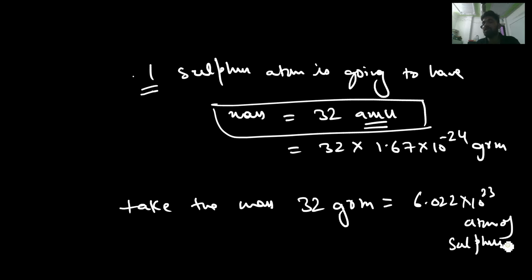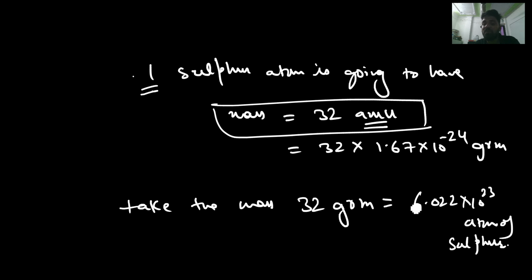You understood? When you take the same atomic mass in grams instead of AMU for a particular element, for example 14 AMU for one nitrogen atom, then if you take 14 grams, it is going to have 6.022 into 10 to the power 23 atoms.